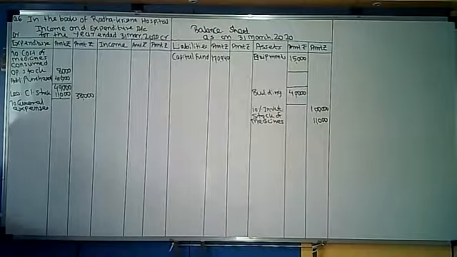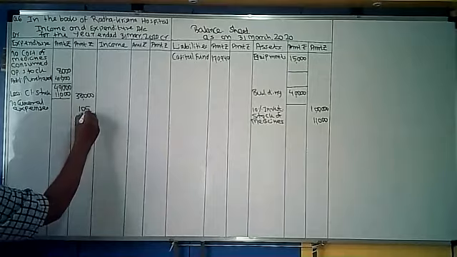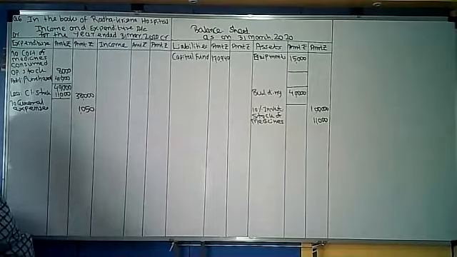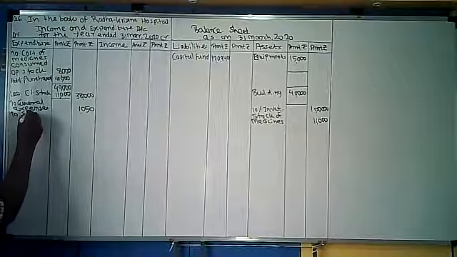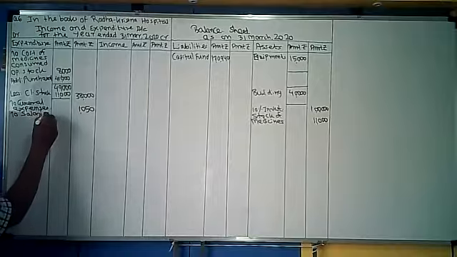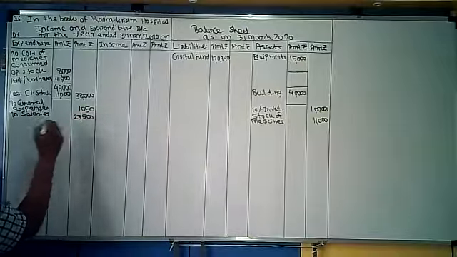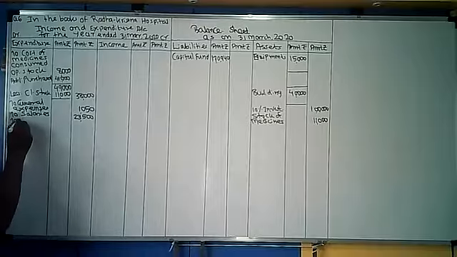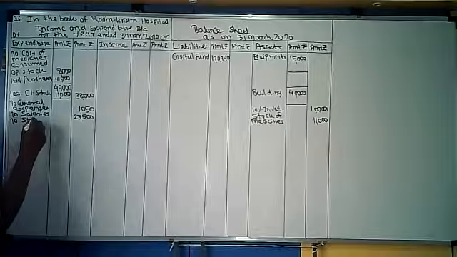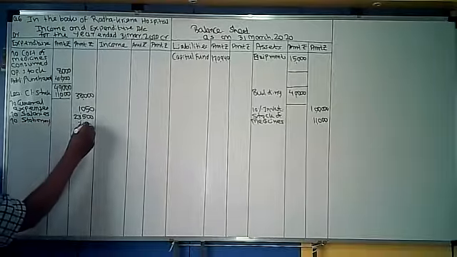General expenses are 1,050. Salary 23,500. Stationery rupees 2,000.